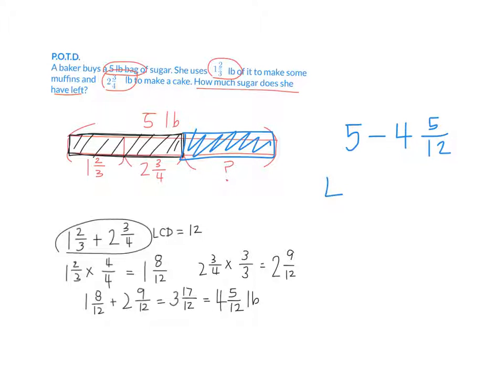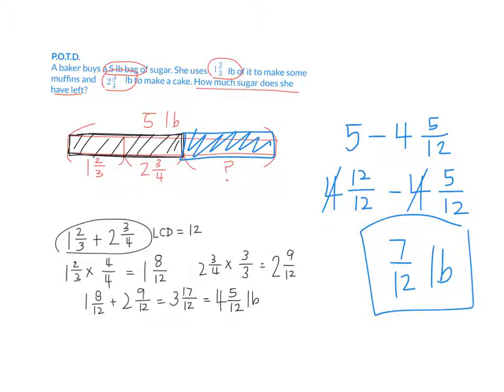So let's take away one of those wholes. Now I have 4 wholes left, but how can I write that missing whole as a fraction, everyone? 12 twelfths. So this is the same as 4 and 12 twelfths minus 4 and 5 twelfths. Well, the whole number part, 4 and 4, I have 0 wholes left. If I had 12 twelfths and I take away 5 twelfths, how many twelfths do I have left? 7. So the answer is 7 twelfths, but that would only get me half the credit. 7 twelfths of a pound. Very good. And that's how much the baker has left.